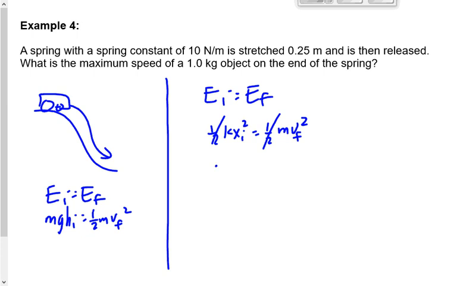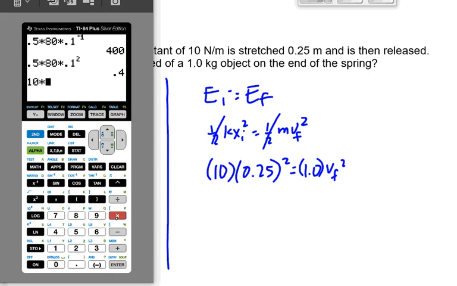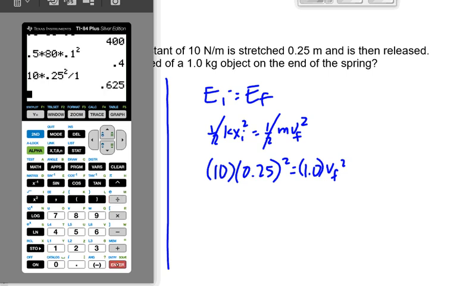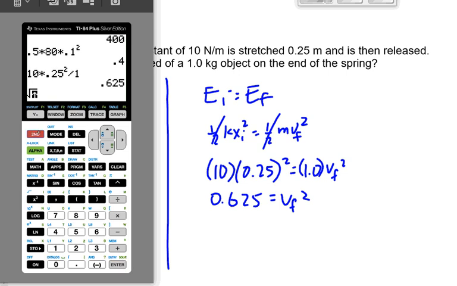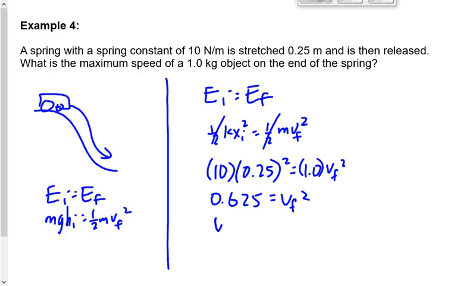If I do, that leaves me with 10 newtons per meter times 0.25 squared. Mass is 1.0 kilograms times v squared. Let's get the number on the left side, 10 times 0.25. And then let's divide that by 1, although if you divide by 1, you're just going to get the same number, 0.625. And then we're going to square root that. 0.79, Vf is 0.79 meters per second.